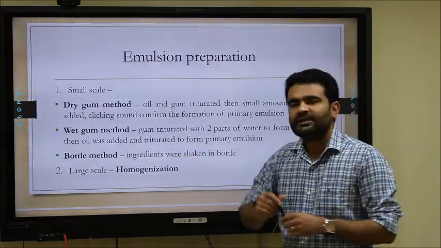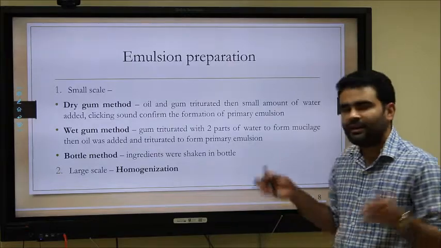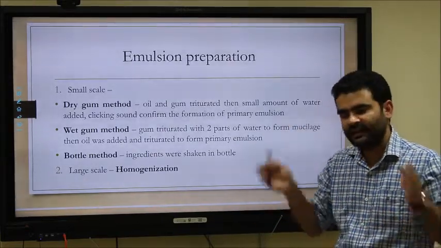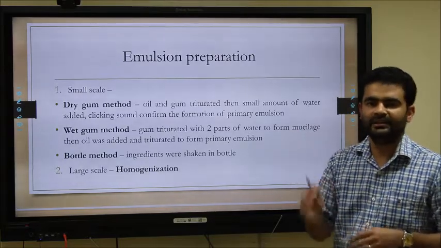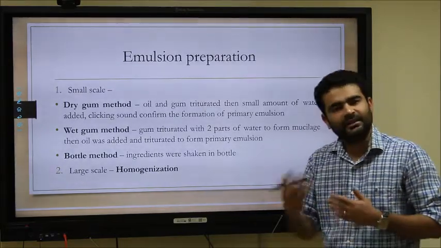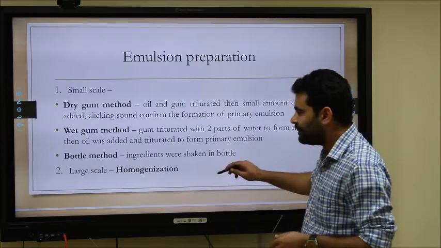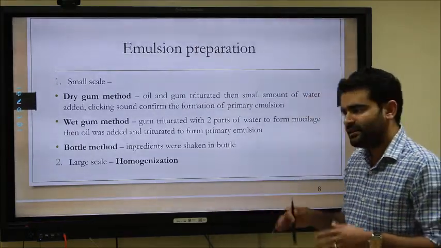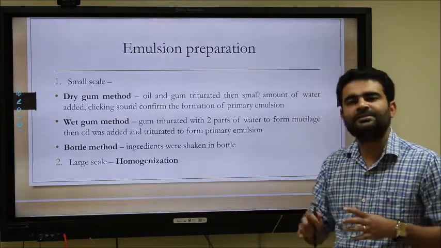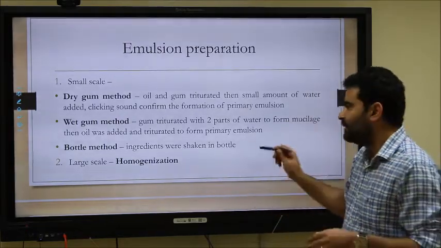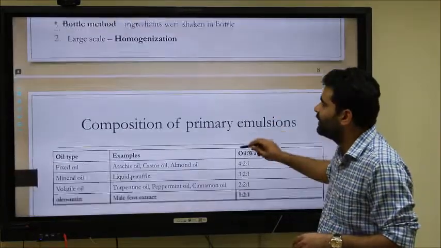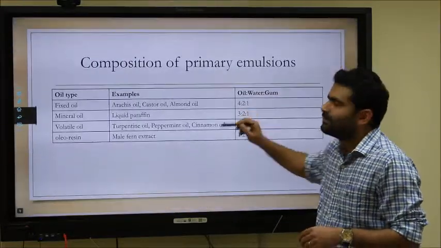The third method is the bottle method, and it is the most simple method, in which all ingredients, including 2 immiscible liquids and emulsifiers, are added to a bottle and shaken vigorously, which will produce the emulsion. In large scale preparation, like in industry practice, when emulsion is prepared in bulk volumes, then homogenization is used. Next is the composition of primary emulsion.